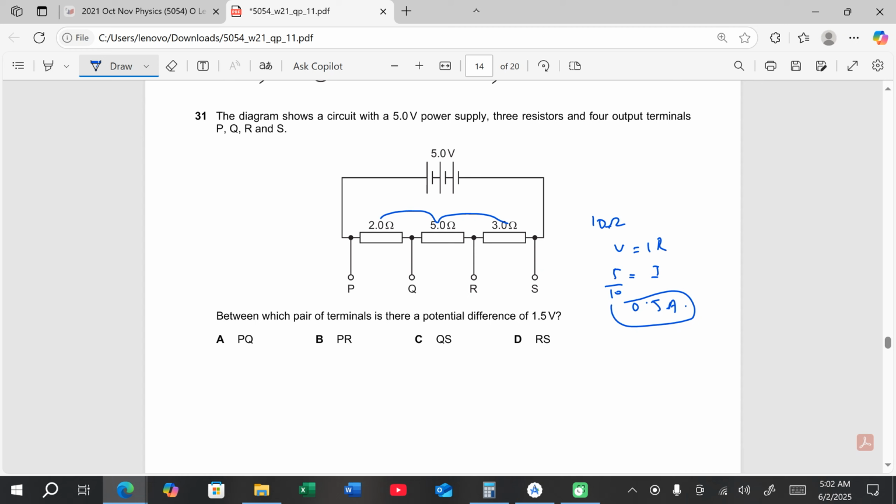This is the current. Now I'm going to check whether this gives me the same potential difference. V equals IR. I is 0.5, resistance is 2, so that is 1. It says 1.5, so PQ is wrong. 0.5 times 5 gives me 2.5, so that is also wrong, not Q and R. 0.5 times 3 is going to be 1.5. Yes, that's correct. It is between R and S.